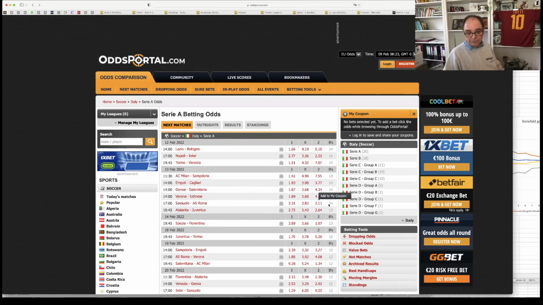And here we have a win for Roma. Here we have a pass. And here we have a home win or draw, Spezia not to lose. So these are my bets for this match day.